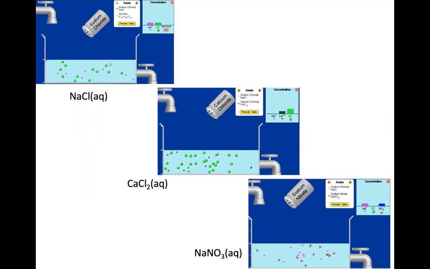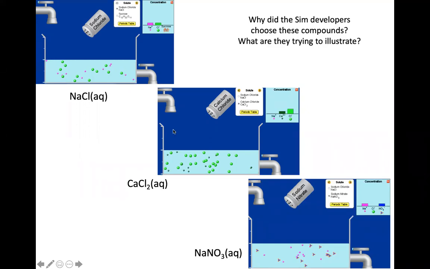I'm curious, why do you think these designers for the sim here, the software people, why did they choose these particular examples? Sodium chloride, calcium chloride, and sodium nitrate. What do you think their rationale was for that? They could have chosen different things. Why do you think they chose these? Tell me in the chat on this.